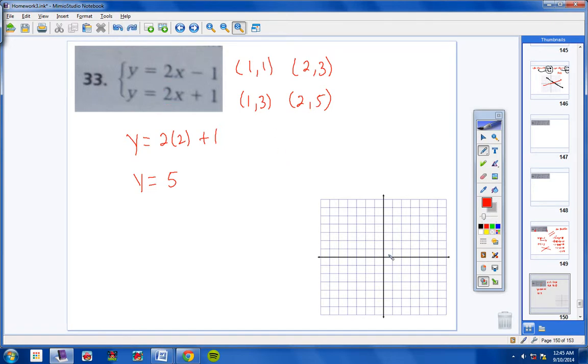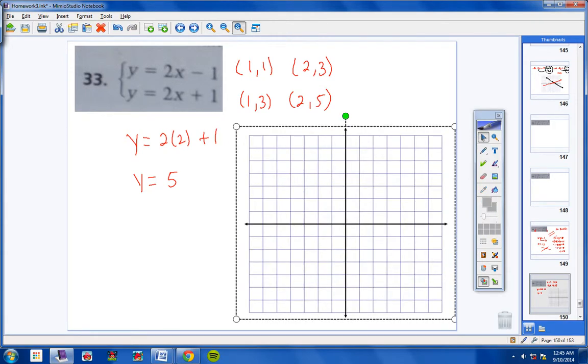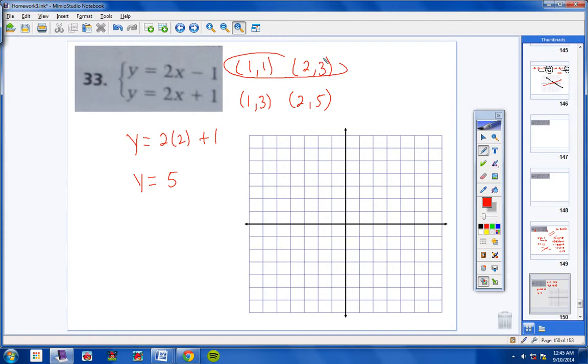We'll go for the first linear equation right here. We're going to go over 1, up 1, over 2, up 3. And then we're going to sketch it, just doing the best we can to keep it pretty straight. Now let's go ahead and graph the other line. Over 1, up 3, over 2, up 5. Yep, looking pretty parallel to me. There we go.